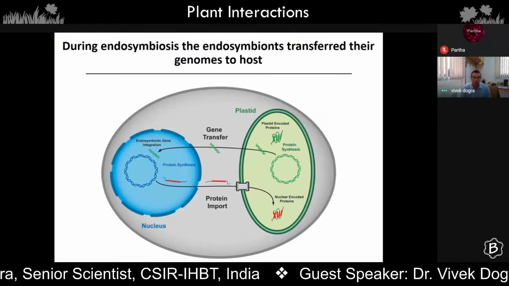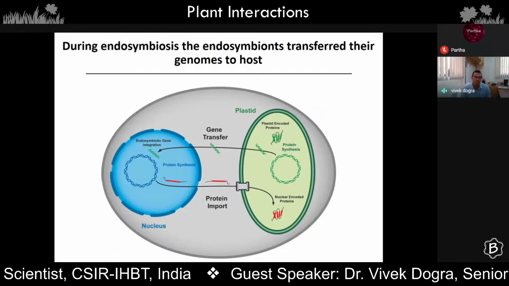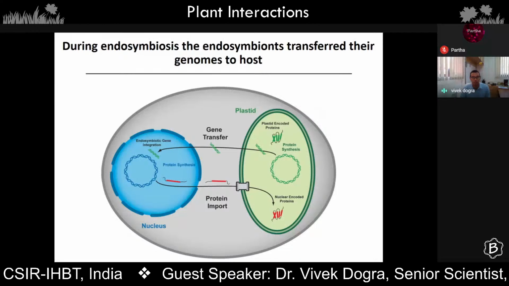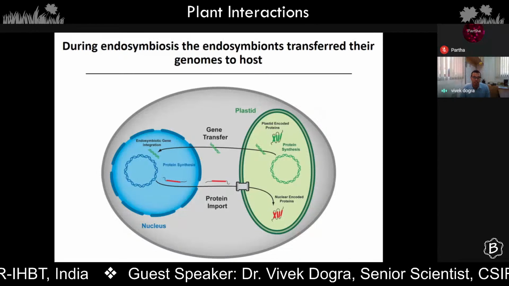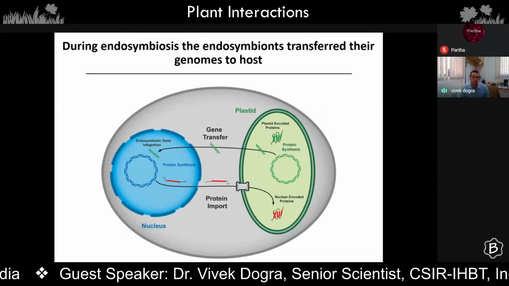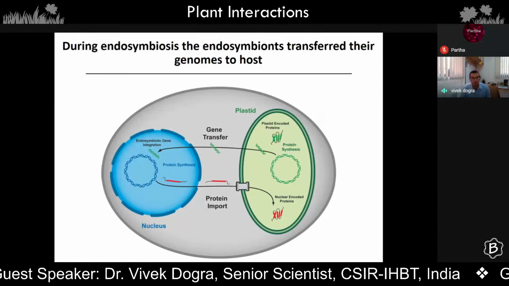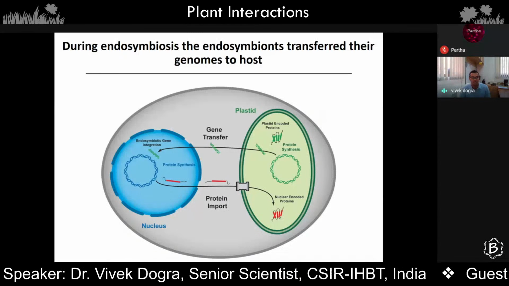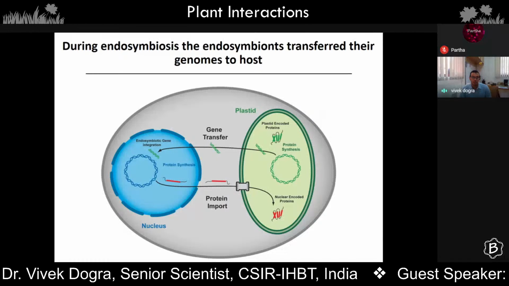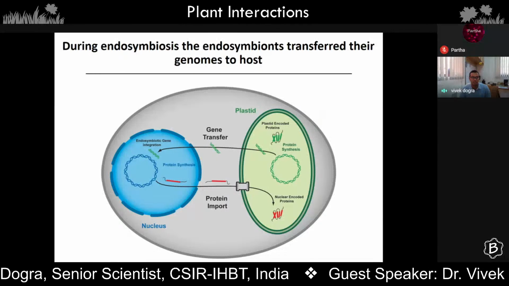The endosymbionts transferred their genomes to the host. The plastid and the mitochondria transferred around 90% of their genomes to the host genome and integrated them in the nucleus. This was because these endosymbionts were not able to work independently, and they had a lot of dependence upon the host. And you all would be aware that maintaining the genome itself is an energy-consuming process.